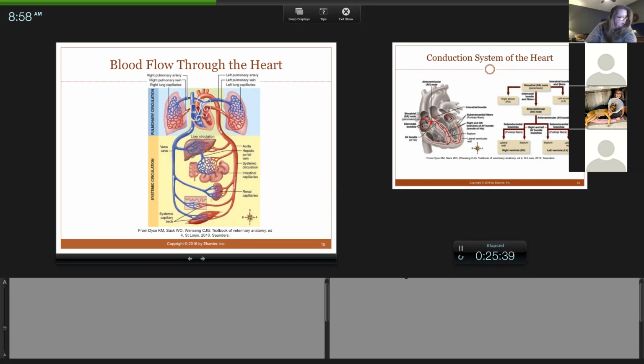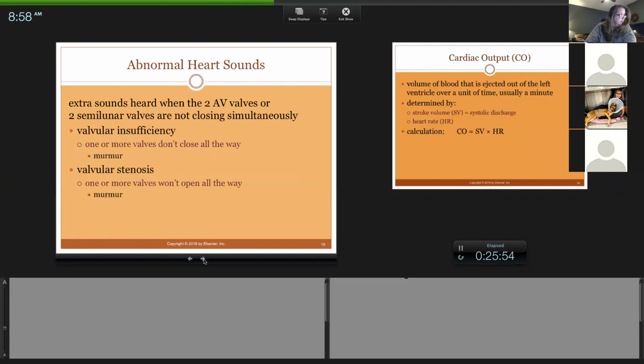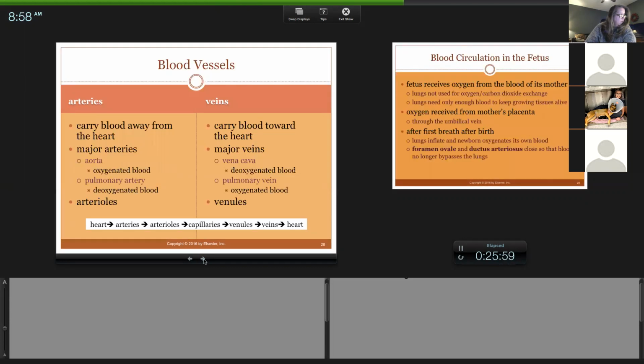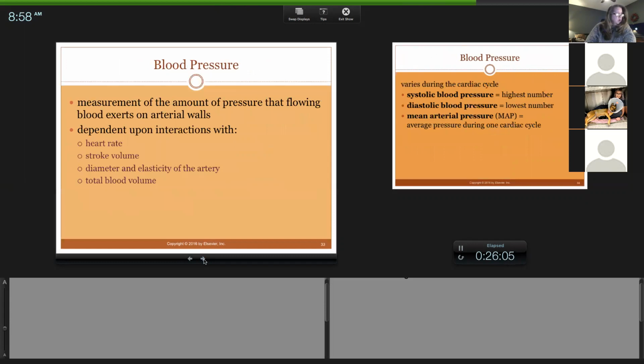What is blood pressure? When we talked about blood pressure, it's the amount of pressure exerted on the arterial walls. That's the blood exerted on the arterial walls during systole. What we're measuring is the pressure in all the systemic arteries.